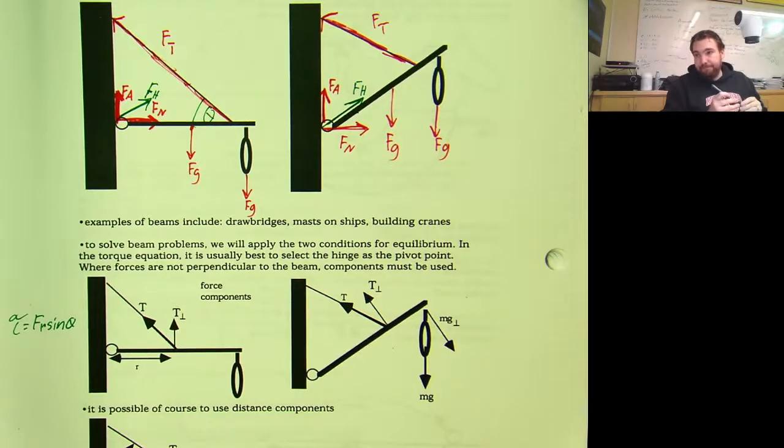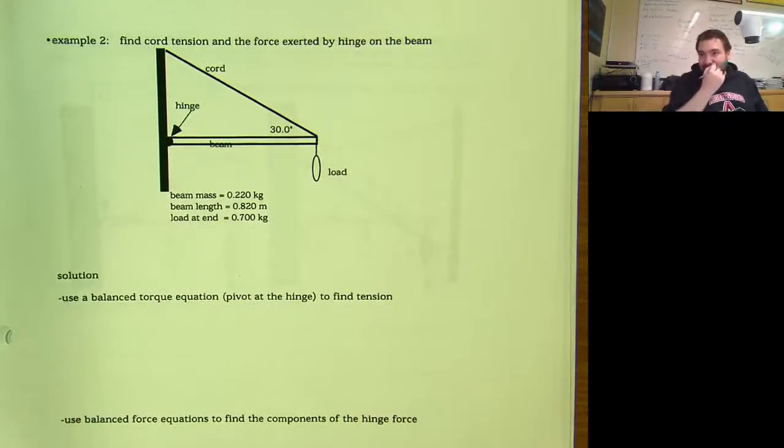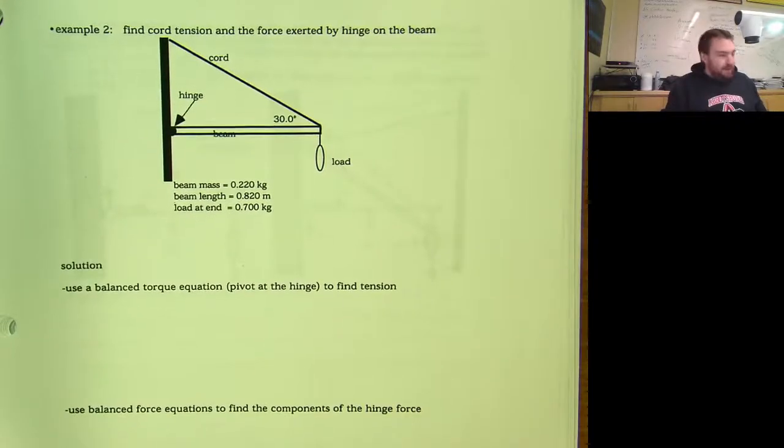Away we go. How many examples do I have here? I've got 2 examples that we're going to do, and then you guys can work on some of these practice problems. There we go. First one. I got this guy here. I want to find the tension and the force exerted on the hinge by the beam.